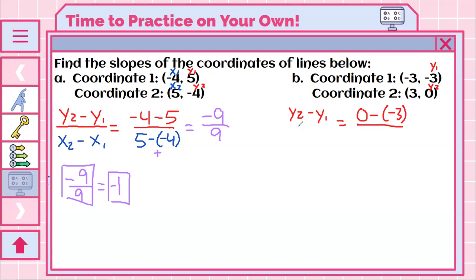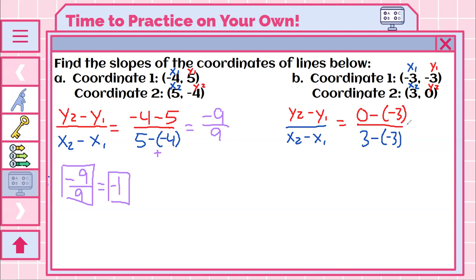you have your x2 minus x1. And in this case, you have your x1 here, your x2 here. Your x2 is 3. Minus your x1 is negative 3. So you had 0 minus negative 3 and 3 minus negative 3, then you set it up correctly.